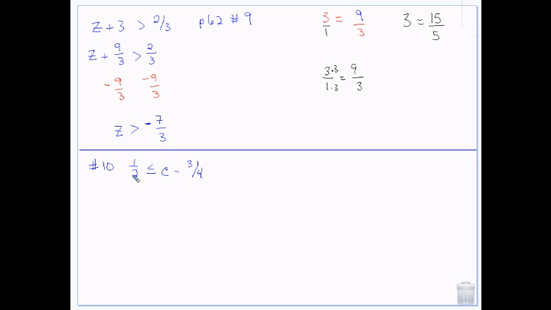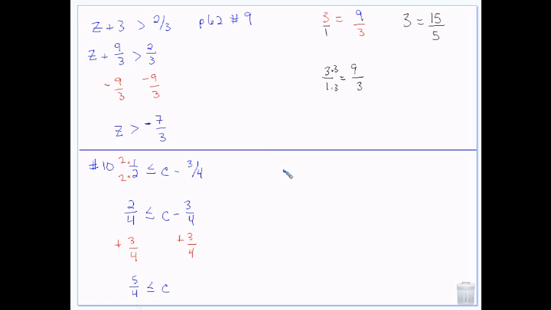All right, so we have two fractions, right? These are fourths and these are halves. So I want to find the common denominator. 4. So I'm going to turn this into fourths by multiplying by 2 and 2. So I'll have 2/4 is less than or equal to c minus 3/4. And then I'm going to add 3/4 to both sides. And I'll get 2 plus 3 is 5, so I'll have 5/4 is less than or equal to c. And that's perfectly acceptable. You can leave it improper.